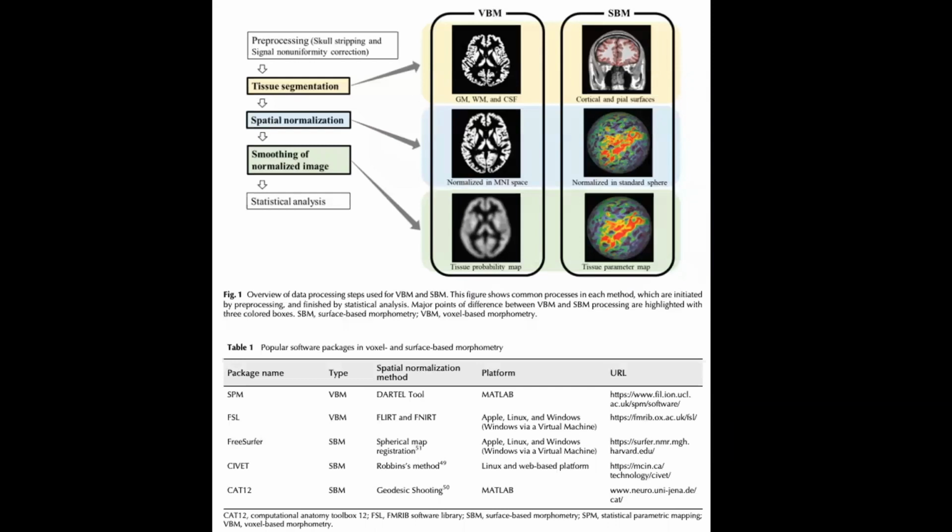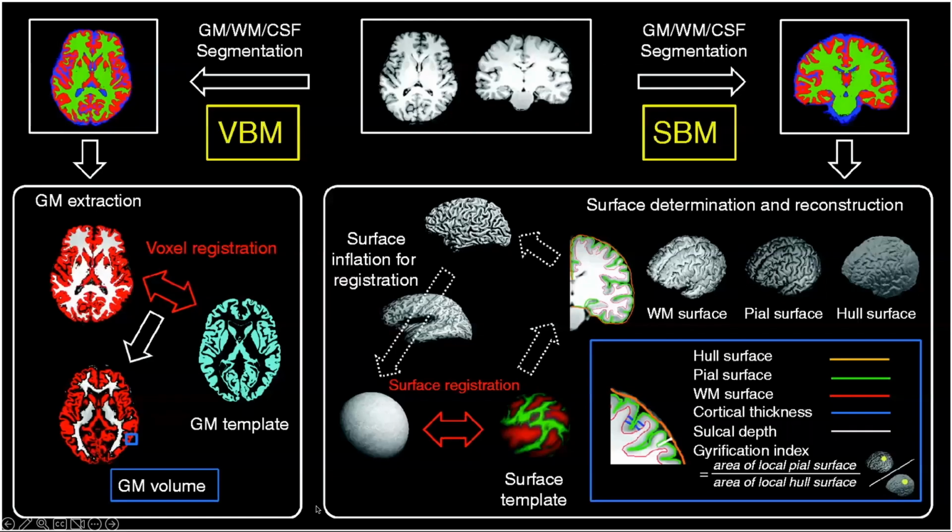Just an additional illustration on the differences between VBM and SBM. As you can see here, the methodological aspects behind each one of the processes are kind of the same. However, the way they do each one of these sections is a little bit different. In VBM, we use a tissue probability map, whereas in SBM, we use a tissue parameter map, which is basically the inflated brain. These are the most common software used in neuroimaging analysis and the type of processing that they do. And just one additional illustration to show you the different metrics that you can obtain from both. As I said before, in volume-based morphometry, you basically get volumes, whereas in surface-based morphometry, you get volumes, thickness, area, and curvatures.